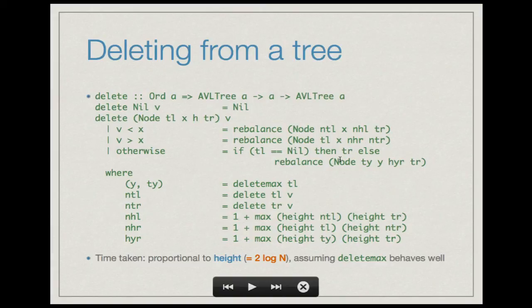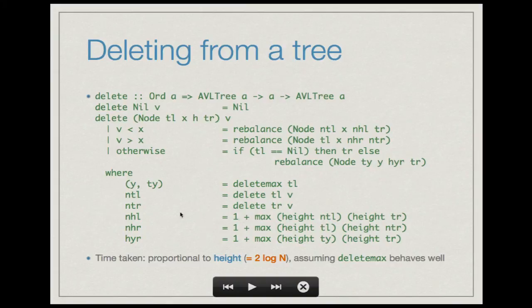Otherwise, we consider the maximum element of the left subtree, which is y, which is gotten by delete max of tl. This delete max is exactly as we saw earlier, and ty is the left subtree after the maximum element has been deleted, and we just replace the node x by y here, and tl is replaced by ty, and nh is the new height, and we rebalance this tree.